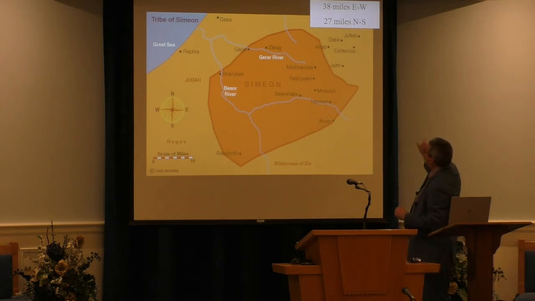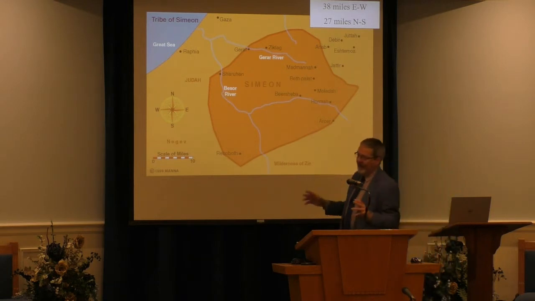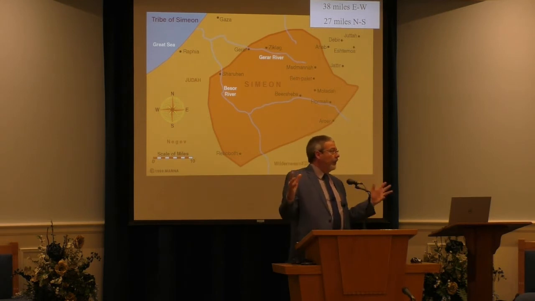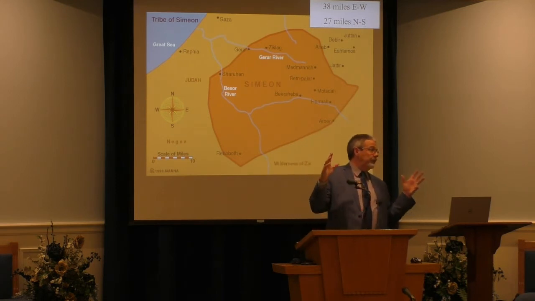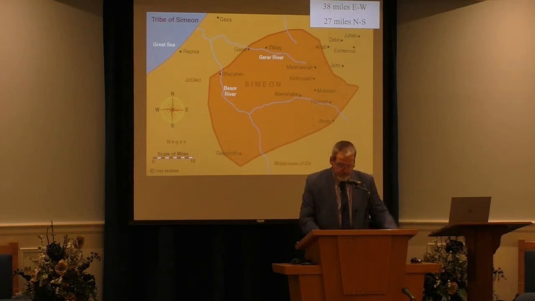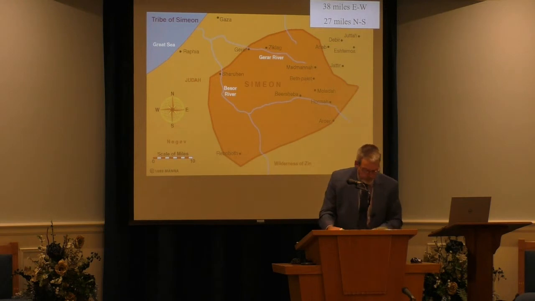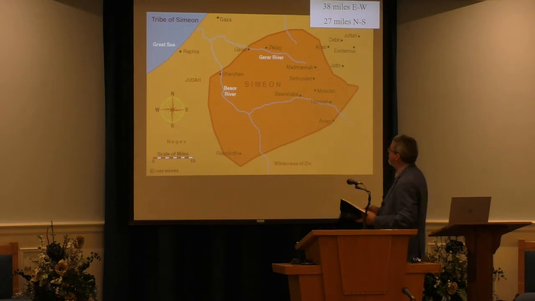This is approximately 38 miles east and west and 27 miles north and south. Now, that's not exact because it's not always going to be 27 all the way across, but that gives you a general perspective of how big the region of Simeon is. 38 miles by 27 miles. Now, some of the cities that you're going to see mentioned here, all I want to do is just draw attention to these cities.